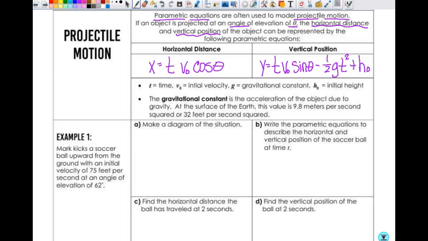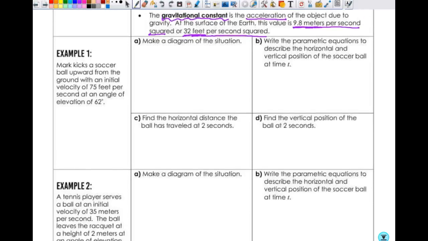So let's talk about those variables. t is time. Now remember, for parametric equations, t doesn't always have to equal time. It does with projectile motion though. v sub 0 is the initial velocity, or the initial speed. g is the gravitational constant. We're going to use two different ones. And then h sub 0 is the initial height. So the gravitational constant is the acceleration of the object due to gravity. At the surface of the Earth, this value is 9.8 meters per second squared, or 32 feet per second squared. So it depends on whether or not we're talking about feet or meters in these situations. So make sure you can use both of those.